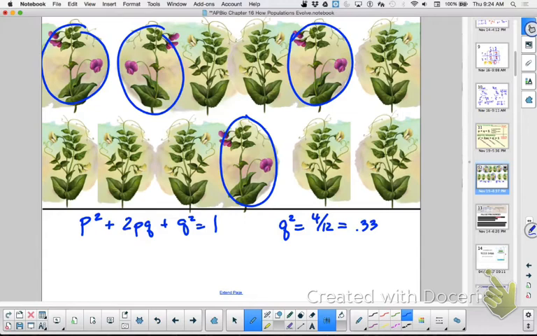So in order to solve for Q, what do I need to do? I need to take the square root. So when I take the square root of Q squared to get the allele frequency, what does that equal? 0.58. Okay? So if I know Q is 0.58, that's the frequency of that allele, I know a second equation is P plus Q equals 1. So if I know Q is 0.58, then P has to be what? 0.42. That's how I solve for P and Q.